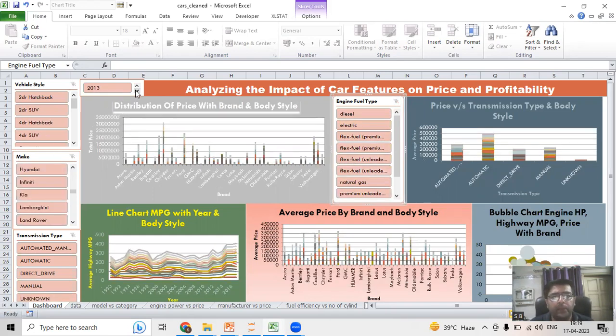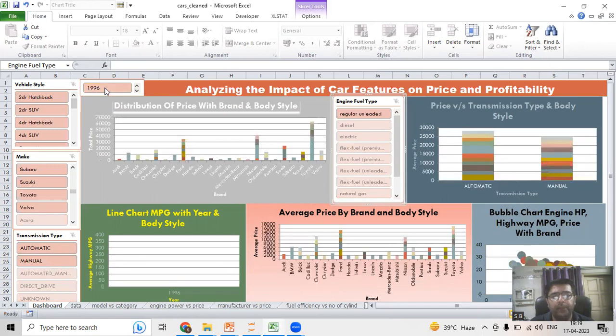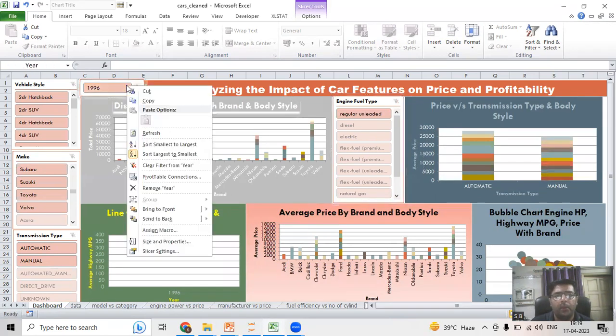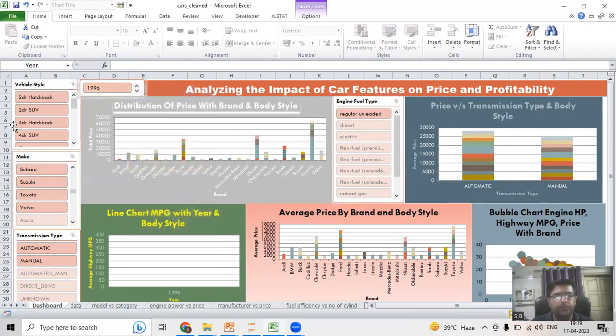Here is our year filter, with the help of which we can get the data for each and every year. This data contains years starting from 1990 to 2017. So if we want to get the data of 1996, we need to simply click on 1996. I will be clearing this filter also.